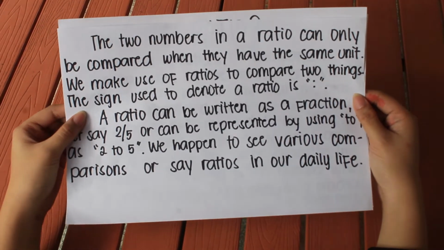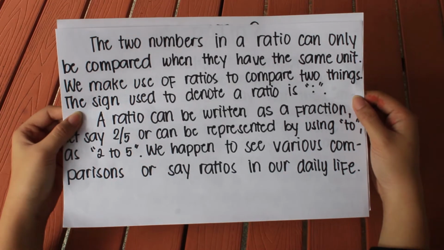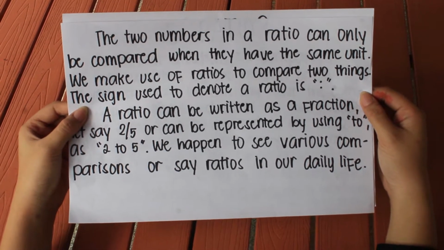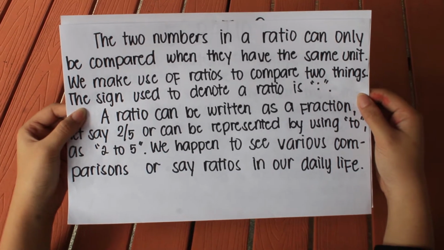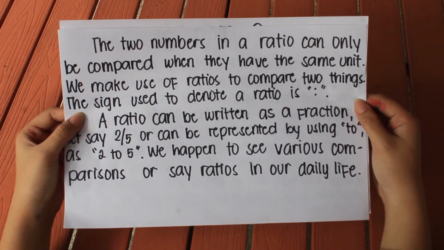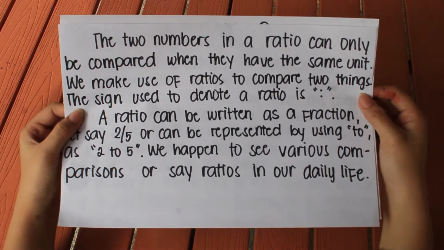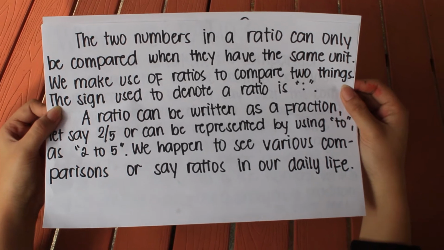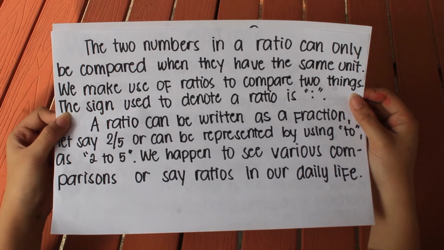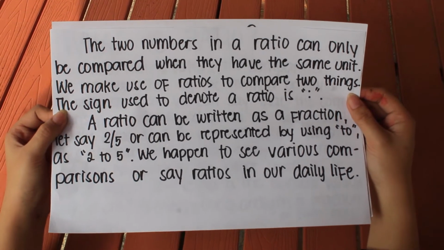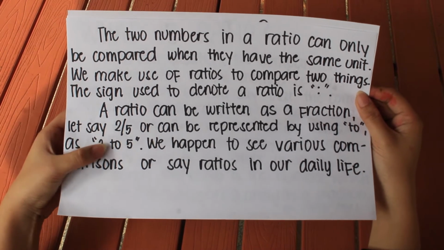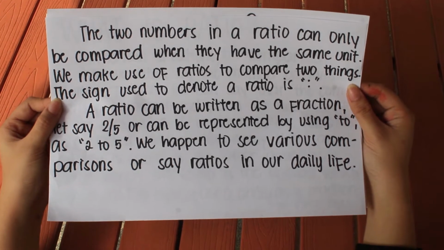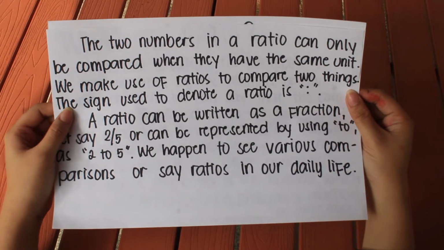The two numbers in a ratio can only be compared when they have the same unit. We make use of ratios to compare two things. The sign used to denote a ratio is like this. A ratio can be written as a fraction, let's say 2/5, or can be represented as 2 to 5. We happen to see various comparisons or say ratios in our daily life.